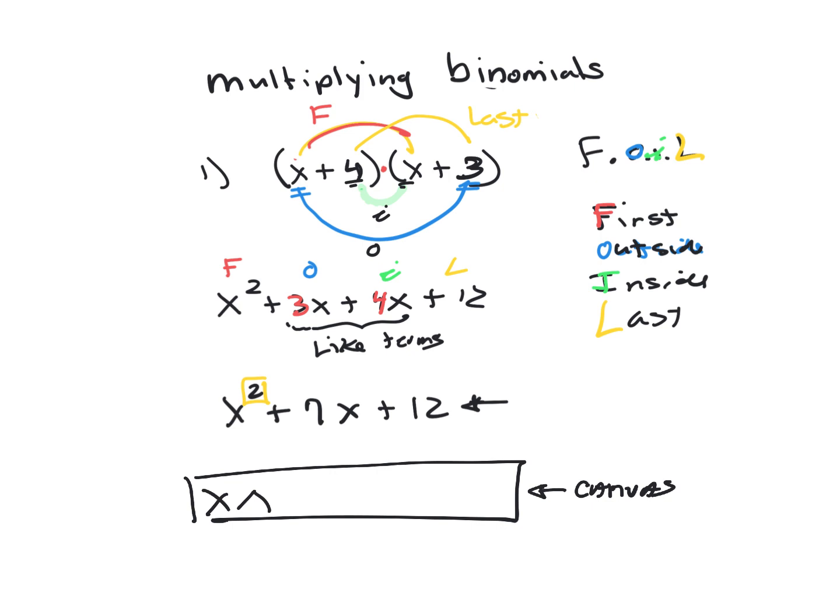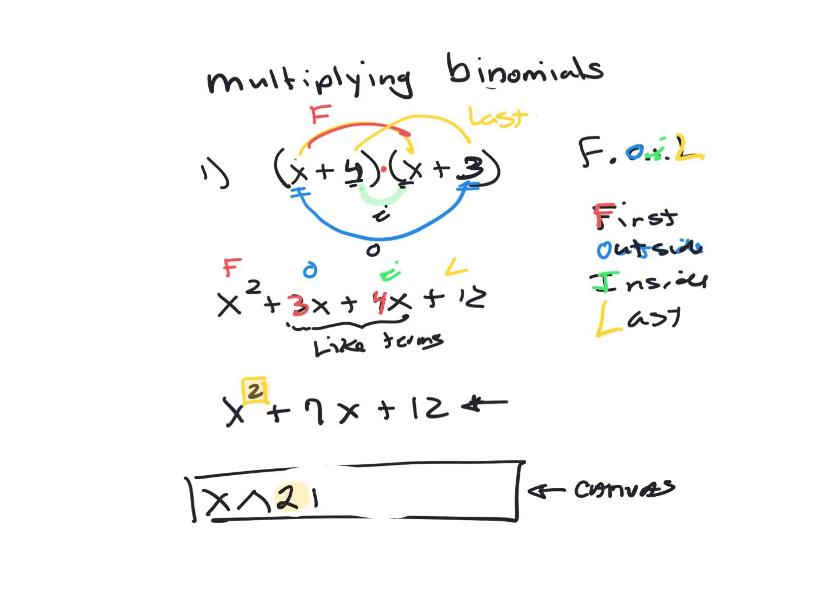You have to hit Shift and 6, and then plus 7x plus 12. Oops, I forgot the squared, didn't I? So we have to type in the squared. So your exponent, I have to type in that squared right there. I'm going to get it wrong.